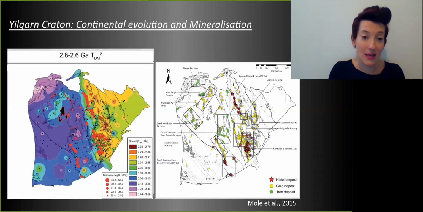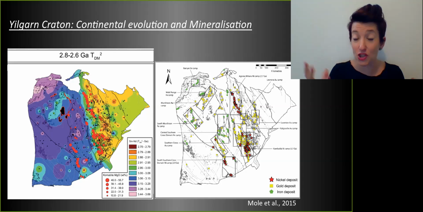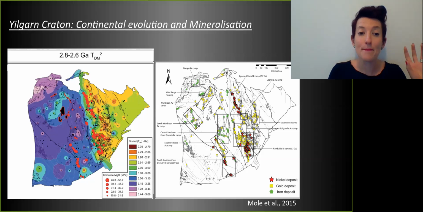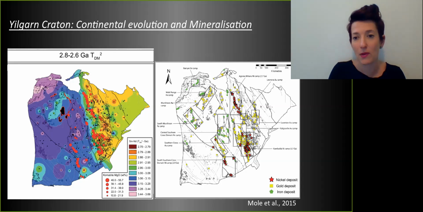The Yilgarn Craton is fascinating for a lot of reasons. It's an Archean craton, so it's interesting to look at just in terms of its continental evolution. And particularly it has some really interesting geochemical and isotopic patterns, like these older isotopic model ages in the western part of the craton and younger isotopic model ages in the eastern part of the craton.